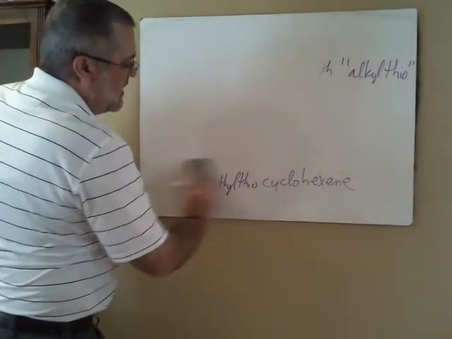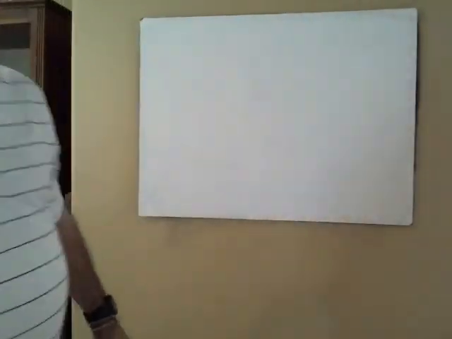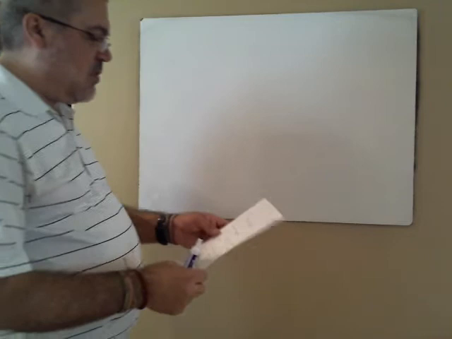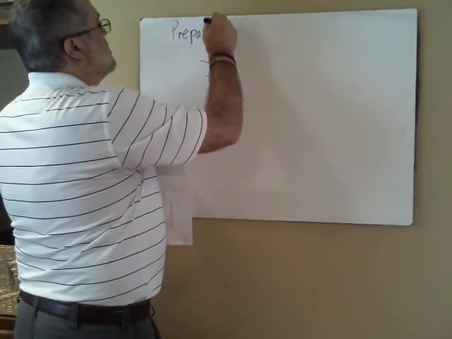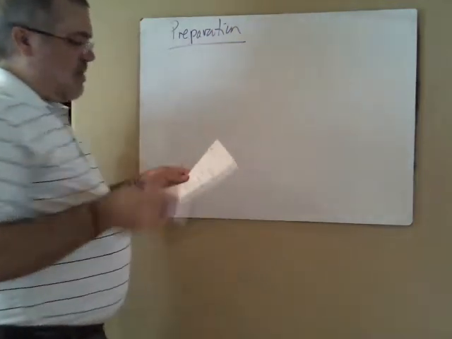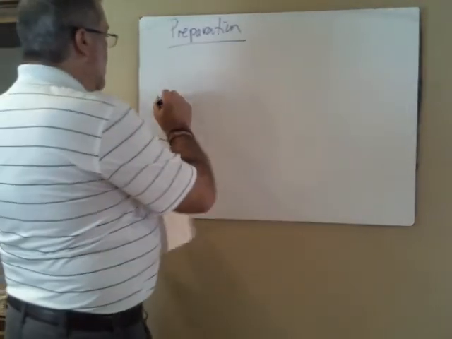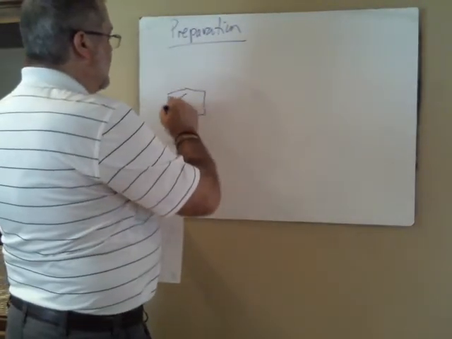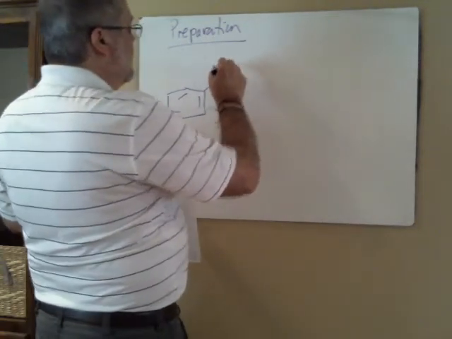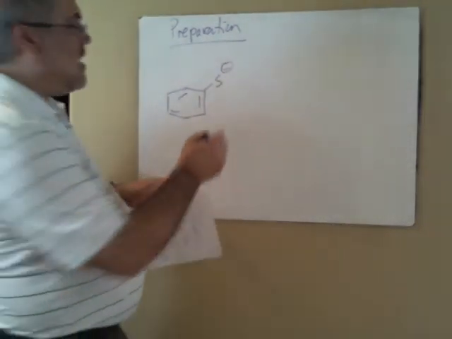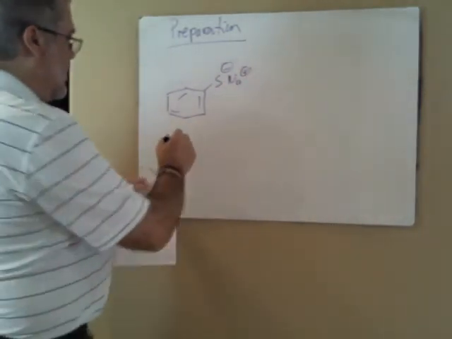So once we know how to name sulfides, then we can talk about reactions they undergo. But before we do that, we need to talk about preparation. So how am I going to prepare a sulfide? Well, the first way you might think is the same thing we talked about with ethers, and that is if you had this as a nucleophile, and I'll put a counter ion on there, this is called a thiolate.